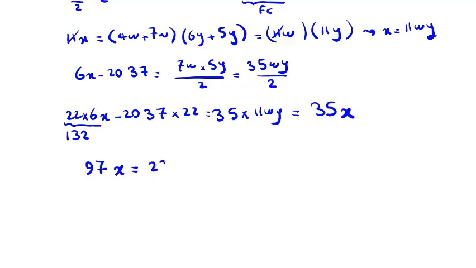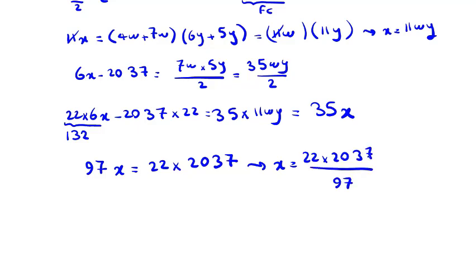12 minus 3 will be 9. So this equals 22 times 20, 37. So x equals 22 times 20, 37 over 97. If we divide these two terms, it will be 2 times this, 14, 194. We have 6, 3, 9, 97. 97, then you say 21. So the answer is equal to 21 times 22. If I calculate that, it will be 2, 4, 2, 4, and it will be 2, 6, 4.